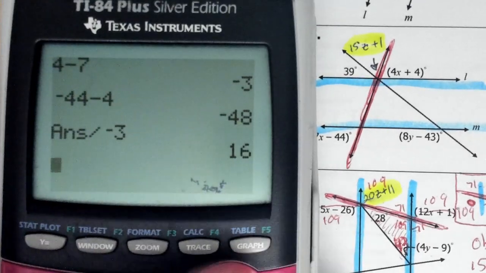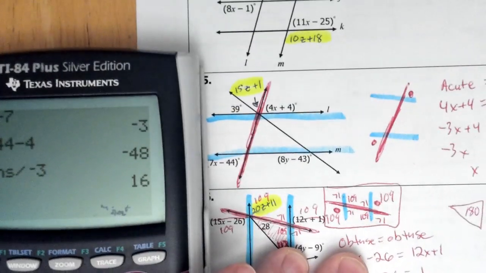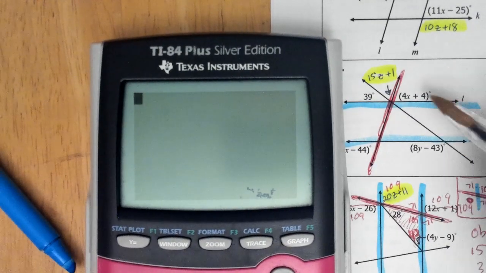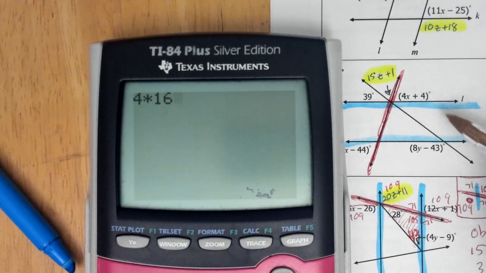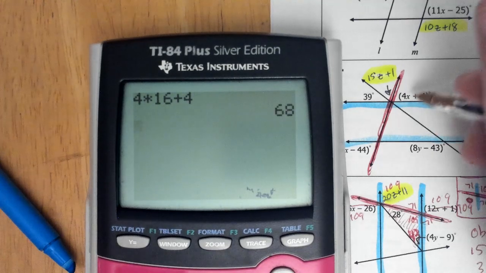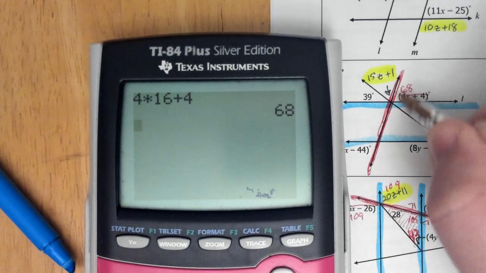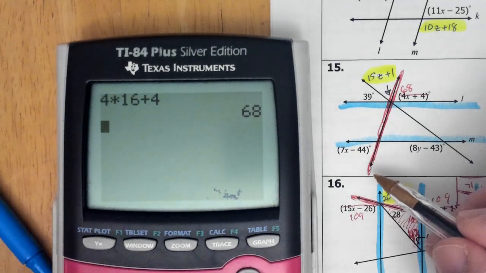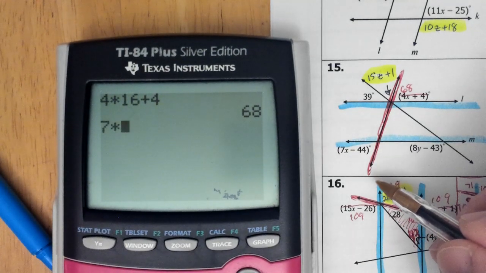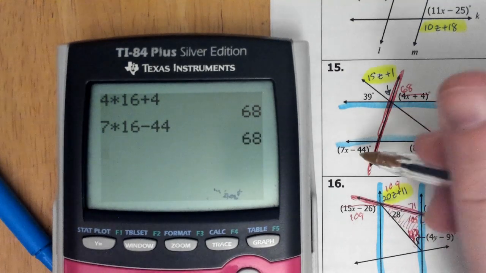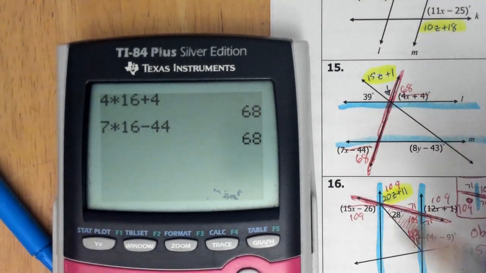All right, so here we go. We said it was 16, right? So I'll zoom out a little bit so you can see my answer. No, I'll just zoom in. It's okay. All right, so we have 4 times 16 plus that 4, and we get 68. And I'm putting it as far into the corner as I can. And then down here, 7 times 16, subtract that 44. This also is 68, so that's telling me I'm doing this right.